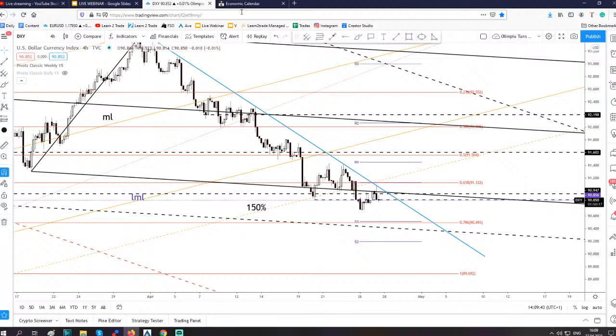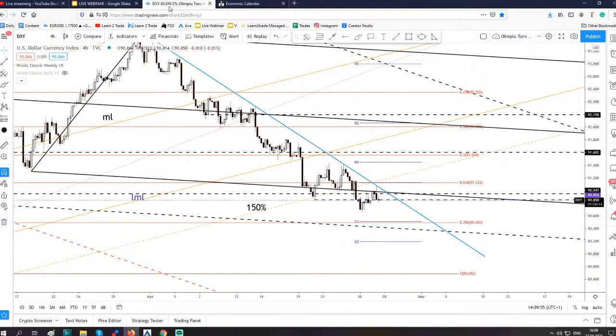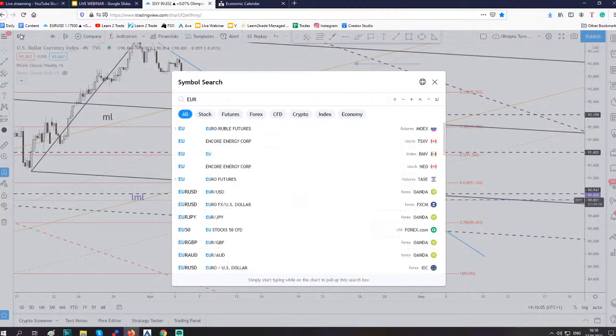Okay, and personally I believe that maybe only an important increase here, maybe to meet the expectations, or a higher growth above expectations, could bring a temporary rebound here on the DXY. So let's take a look again at the euro versus the US dollar.